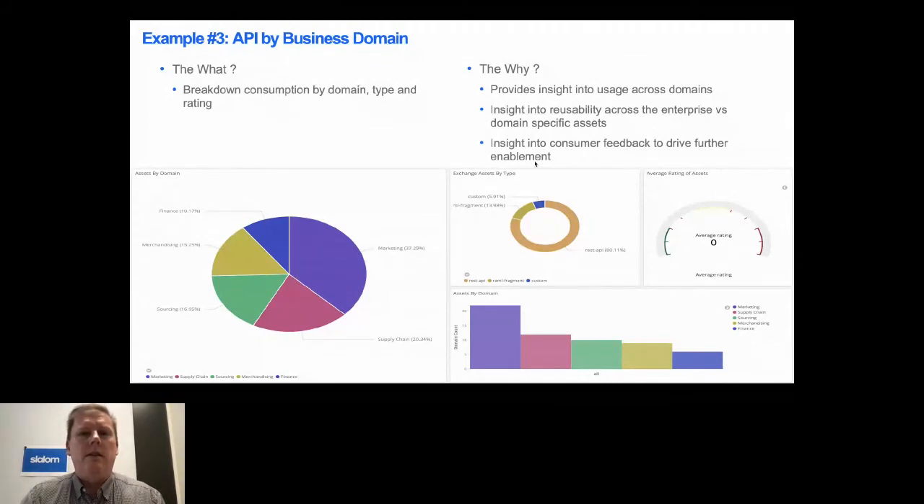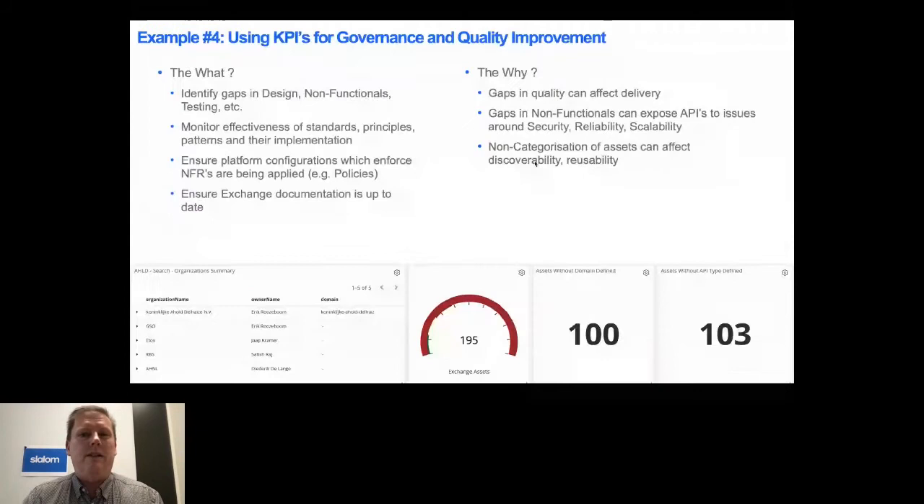So another good example is using KPIs for governance and quality improvement. And in my experience, this is one of the high order bits around what metrics accelerator and using metrics to help improve that virtuous circle for a C4E can really give you value in. You ultimately want to get your products, the APIs you're building, to be as high quality as possible and being as predictable and reliable as possible.